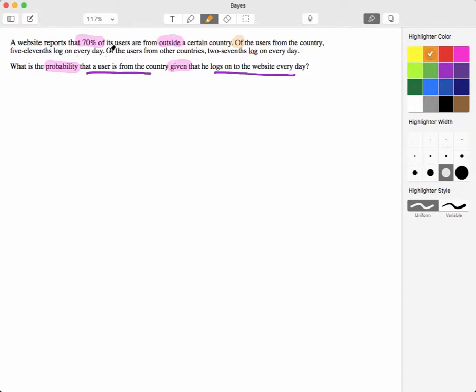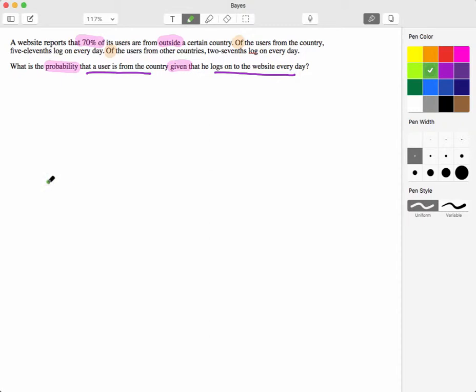Then the next sentence also has an of: of the users from outside the country, 2/7ths log on every day. So there's some conditional probabilities here. First, we have to know if you're inside or outside of the country. And then after we know that, it says that 5/11ths log on every day or 2/7ths log on every day. So when you see conditions like this, a good place to start is with a tree diagram.